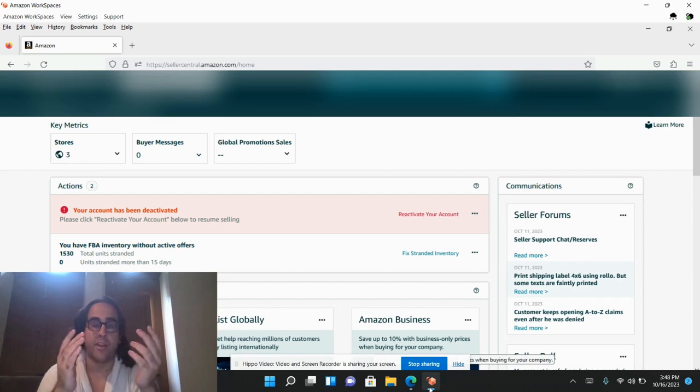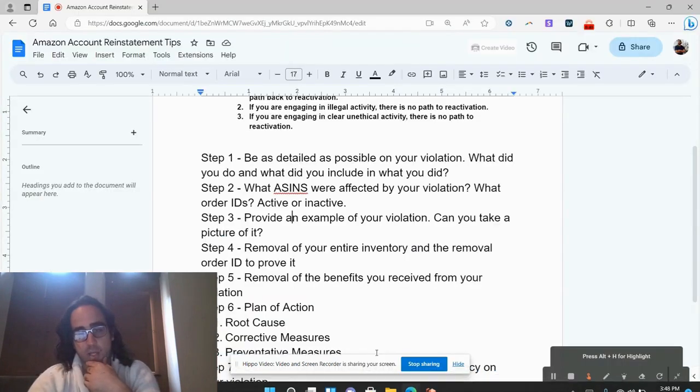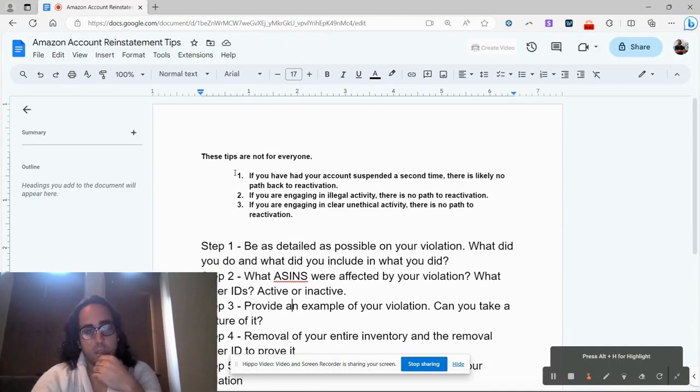I'm going to provide some tips on how to reinstate your Amazon account when it's been suspended. So getting into the document that I have here, at the top, you'll notice that I have a message that says these tips are not for everyone, because what I'm about to say is not going to work for everybody. If your account has been suspended already once and this is the second time you're trying to get it reinstated, it will more than likely not be reinstated and it'll just be gone.